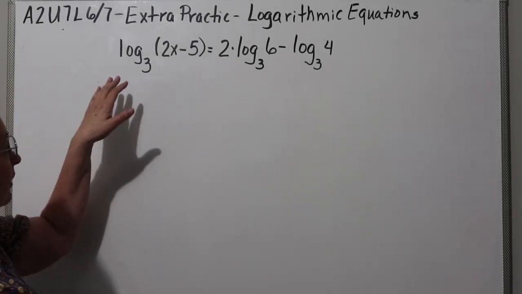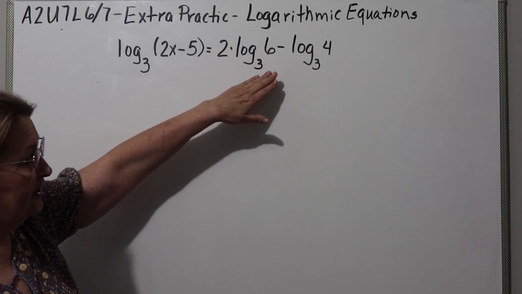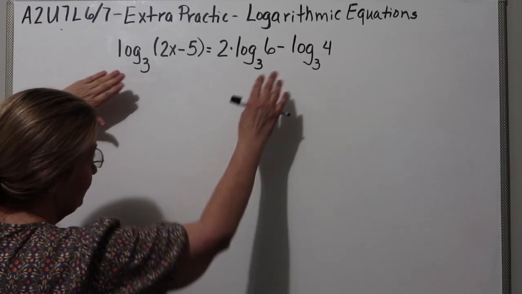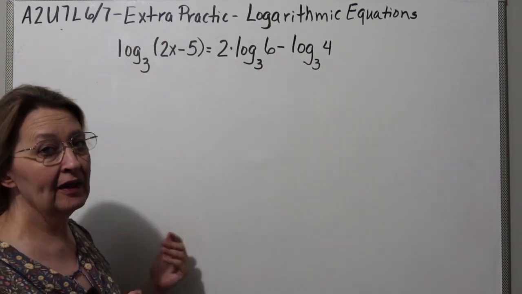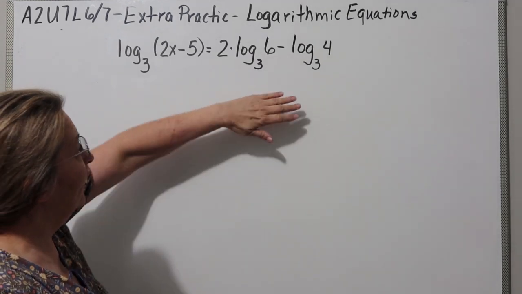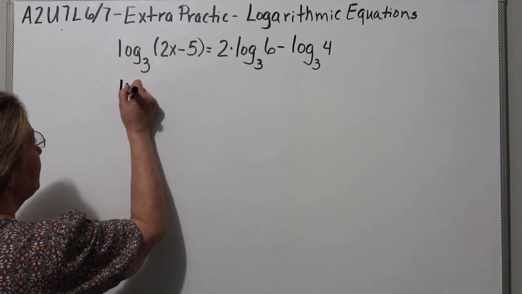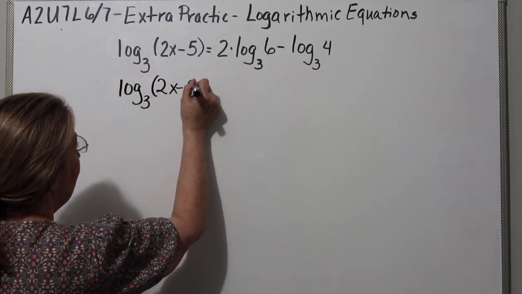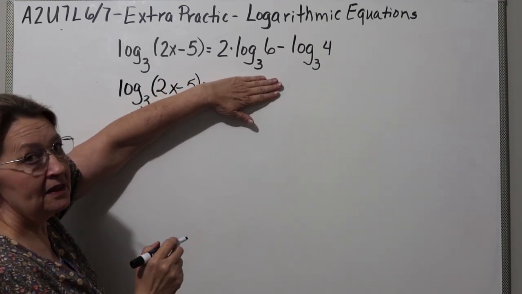Here's our next problem: log base 3 of 2x minus 5 equals 2 times log base 3 of 6 minus log base 3 of 4. I see that all my logs have the same base, and there are logs on both sides of the equal sign. That's what lets me know that this is a possibility for the one-to-one property. I need to condense everything though. The left is condensed as much as it can go, so I'm not going to change it right now. Over here, this needs to be condensed.